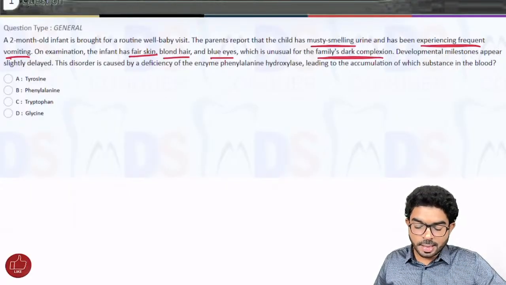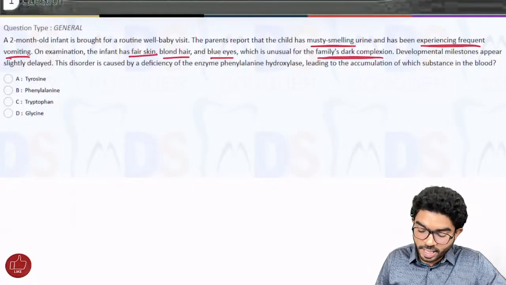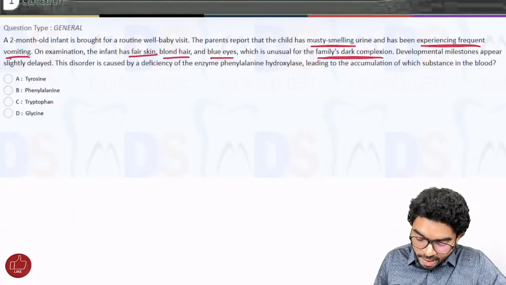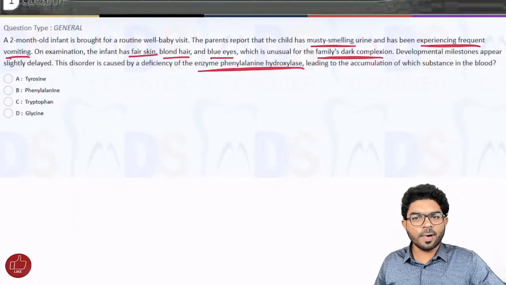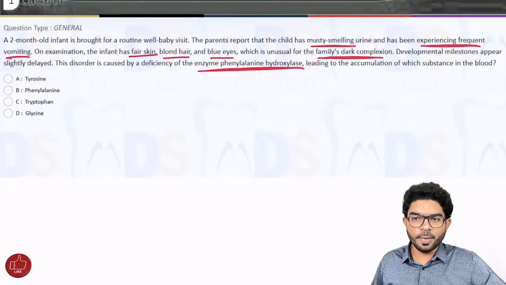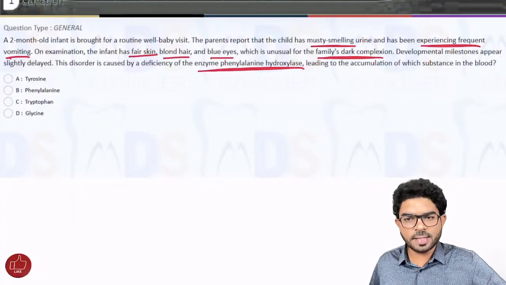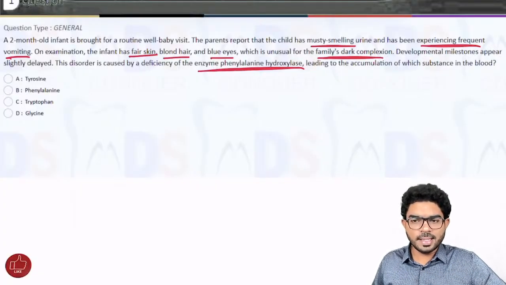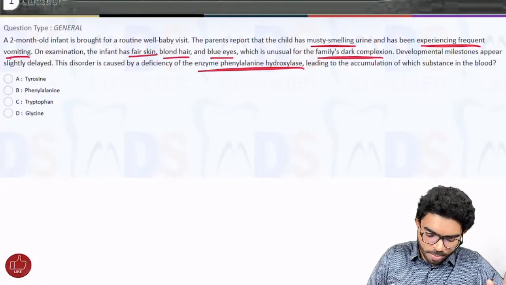The disorder is caused by the deficiency of the enzyme phenylalanine hydroxylase. We have already discussed this particular disease, that is PKU. PKU is mainly responsible for this. Whenever there is a deficiency of this enzyme, there will be heavy accumulation of phenylalanine. So, straightforward, the answer is option B.